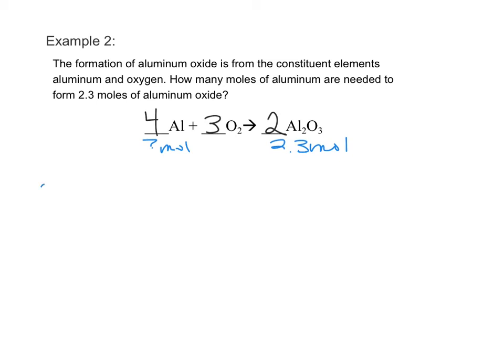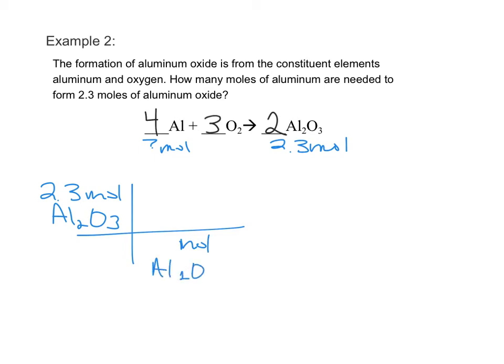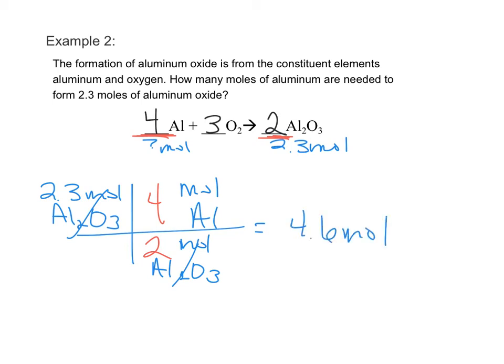So I'm going to start with my given, 2.3 moles of aluminum oxide. And now I'm going to have to cancel out my moles of aluminum oxide, and I need to convert it to moles of aluminum. Check out our mole ratio here. For every 4 moles of aluminum, I can create 2 moles of aluminum oxide. So that is going to be our relationship there. Now that we have that and we've canceled out our moles of aluminum oxide, converted it to moles of aluminum, we're done. We just have to do the math, multiply and divide. Round the answer to 2 sig figs, you're going to get 4.6 moles of aluminum.